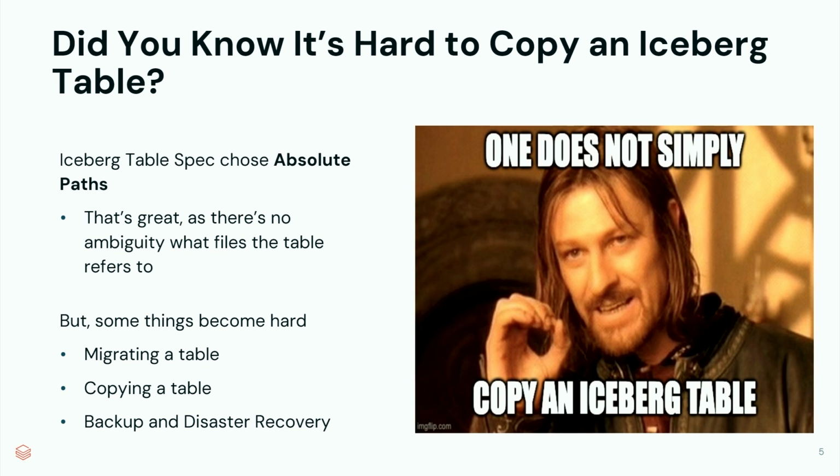So for the Iceberg table spec, one of the strengths was it always prioritized being specific. You don't ever want ambiguity in the spec. That's how you have tons of engines able to read and write the same format. And as part of that, it chose absolute paths for all the file references of Iceberg. So metadata files point to other files, and all those references are absolute paths. And that makes it super hard to copy the table from one place to another, because once you copy it, all those references are broken.